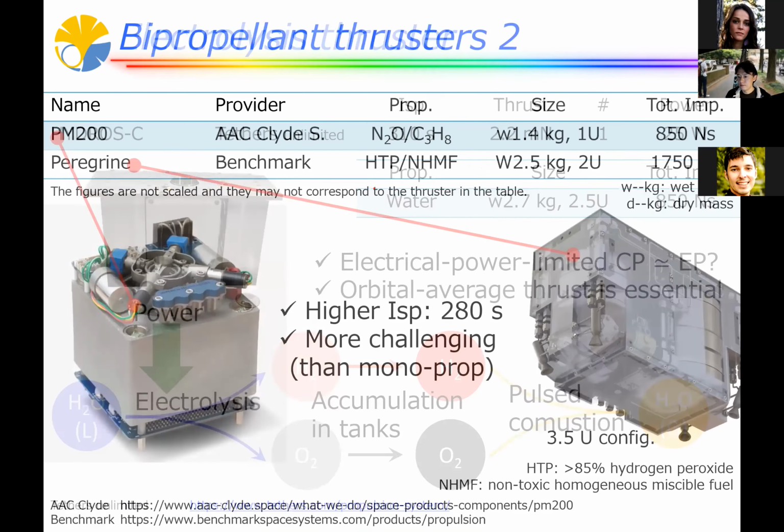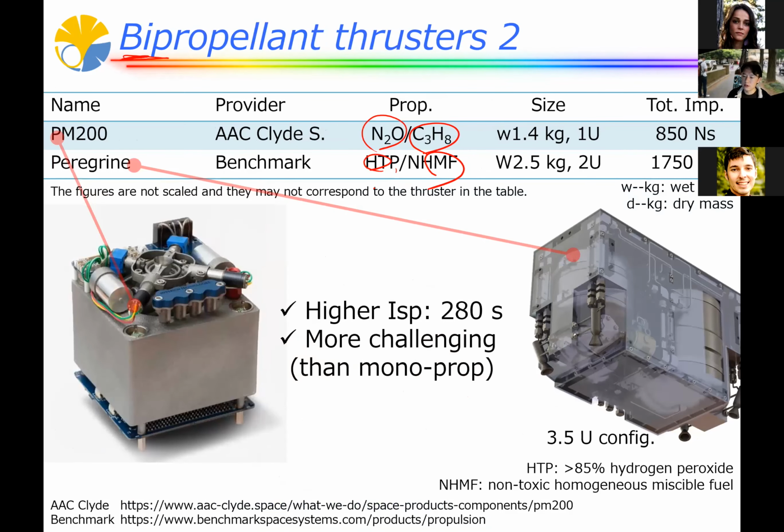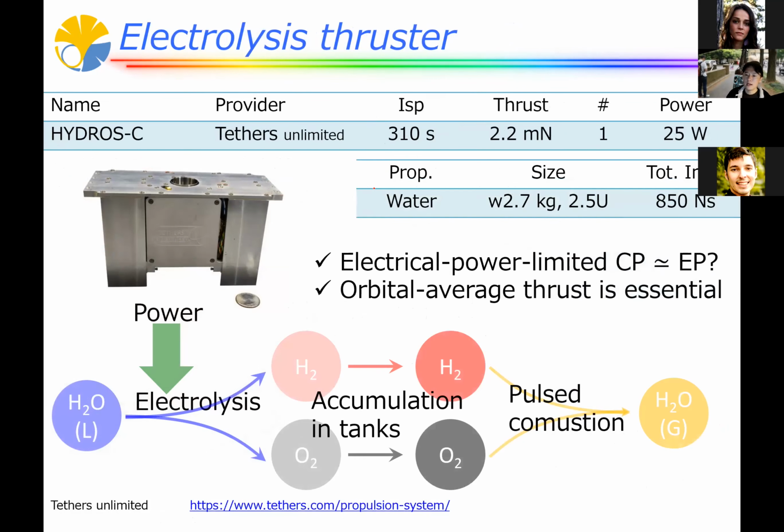Okay, so if you want higher specific impulse, this can become a candidate, but its technology level is still not matured, I think, especially compared with the monopropellant thruster. But maybe within a few years or 10 years, this technology might be improved much more. And the next candidate is the electrolysis thruster. This is quite a unique thruster.